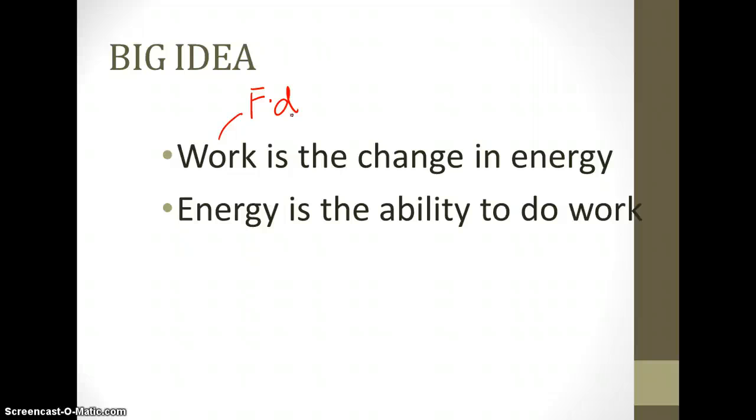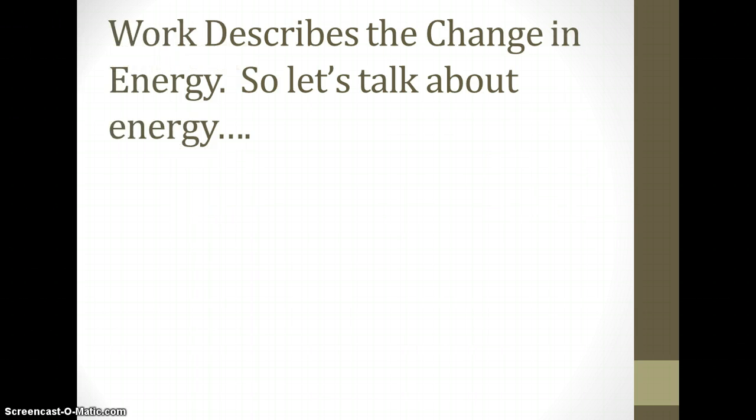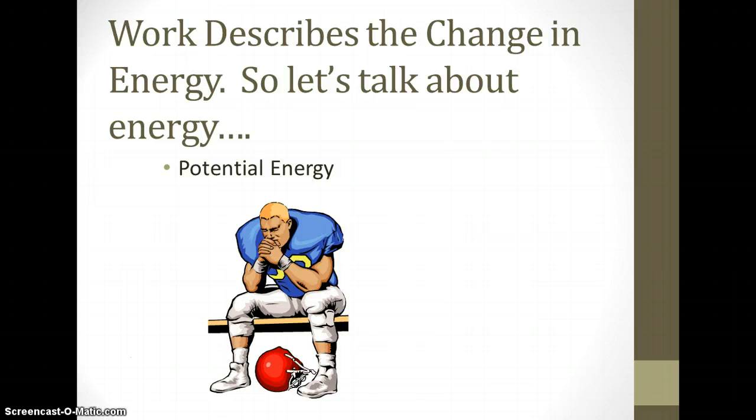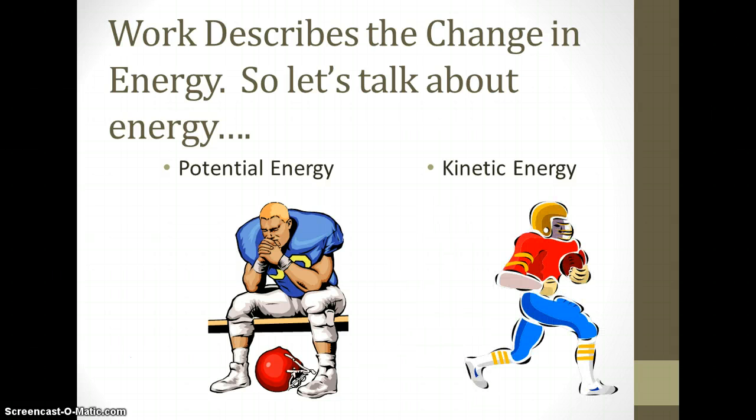Now we're going to take a closer look at what energy is. We're going to see that when we have energy, our objects are going to be able to do work. So let's talk about energy. Energy can be in two major forms. We have potential energy, and that's energy that's there. It has potential to do things. Nothing's really happening yet, but it has the potential. And we have kinetic energy, which is energy of motion.